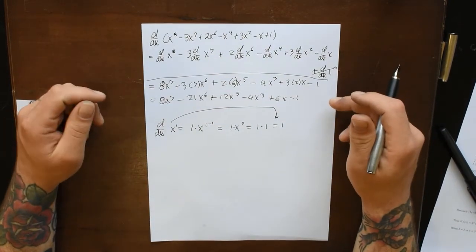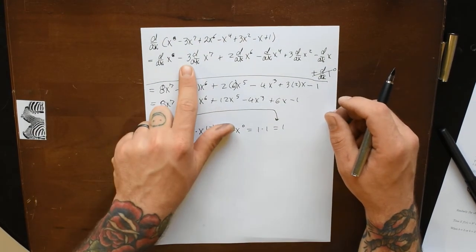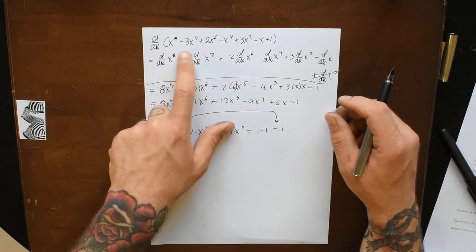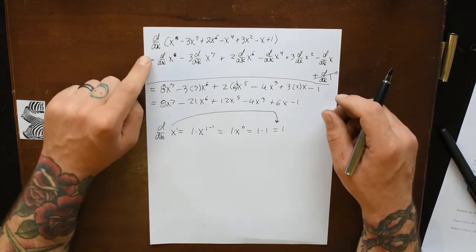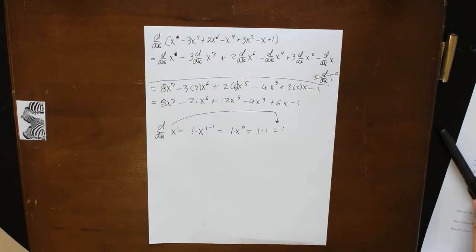So that's our derivative. We can break up polynomials at addition or subtraction. We can pull out leading coefficients, and we can attack these terms one at a time.